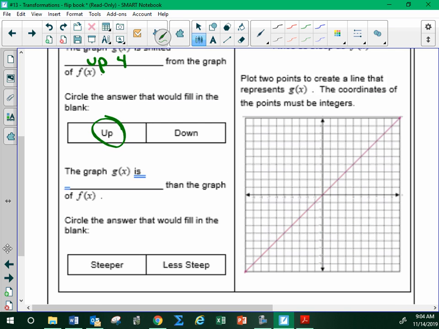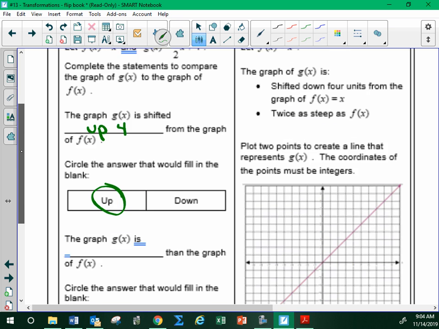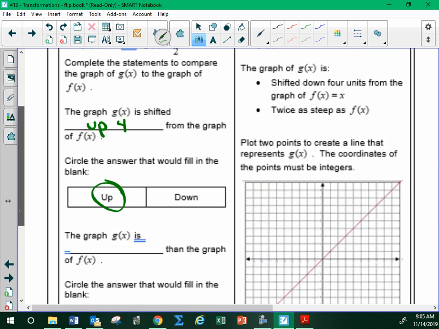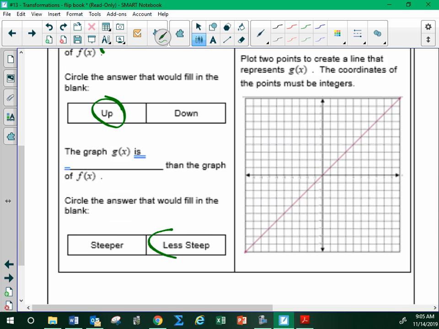Then they're going to ask us in terms of steeper or less steep. So let's compare. The graph g of x is either steeper or less steep than the graph of f of x. When we take a look here, here my slope is 1, here my slope is 1/2. When I have a smaller value, it goes less steep or flatter. When I have a bigger value, it gets steeper. So since 1/2 is smaller, g of x's slope is smaller, that means that it gets less steep. The graph is less steep.